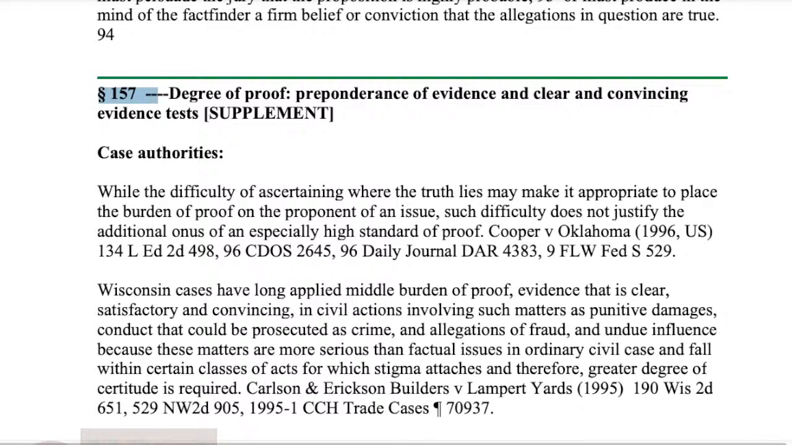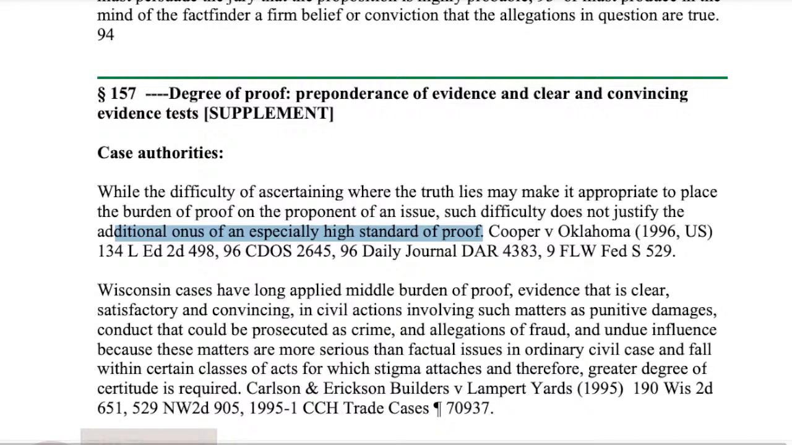All right, let's continue here with the supplement for section 157. Case authorities. While the difficulty of ascertaining where the truth lies may make it appropriate to place the burden of proof on the proponent of an issue, such difficulty does not justify the additional onus of an especially high standard of proof. So if there's a high standard of proof and there's an additional burden on the proponent, that difficulty does not justify an additional onus of an especially high standard of proof.